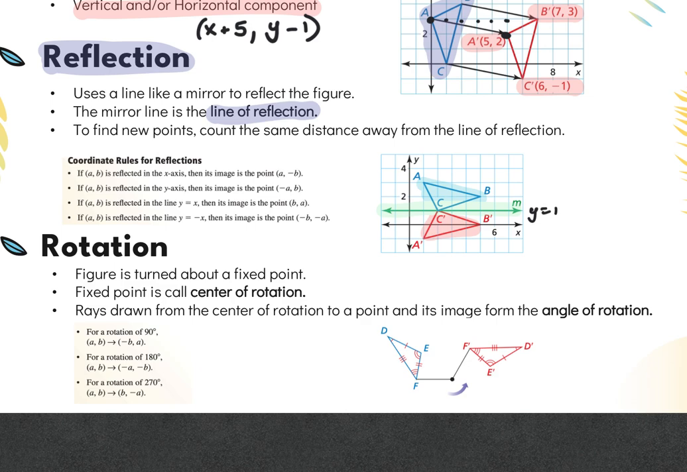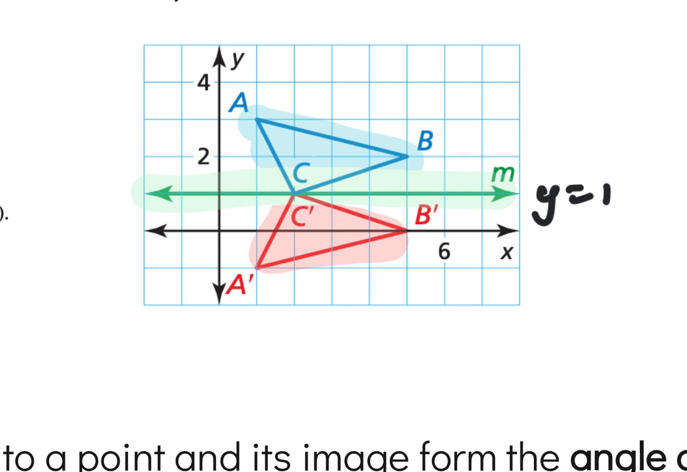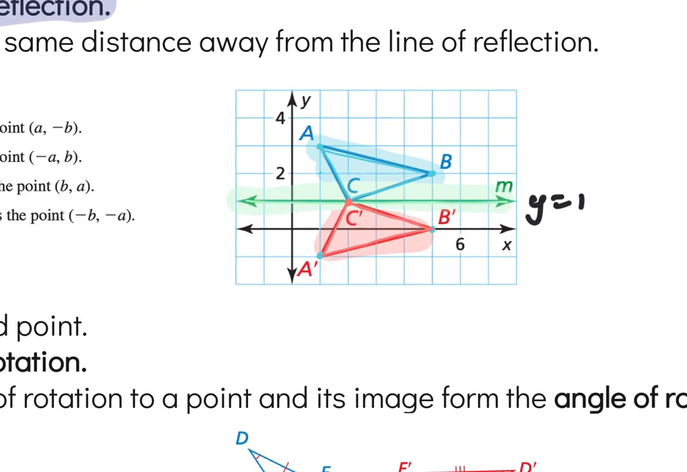To find the new points, you're going to count the same distance away from the line of reflection. So if I had just the blue pre-image first, and I wanted to know where the image is, and I knew that this was my reflection line, then I would count the same distance away from that line as the current coordinate is. A is up here, and it is 2 units away from the line, which means I'd go 2 units away from the line in the other direction. B is 1 unit above the line. I'd go 1 unit below the line. And then C is actually on the line, so it stays on the line. And that's how you get your image.